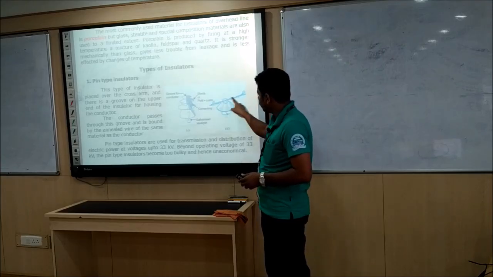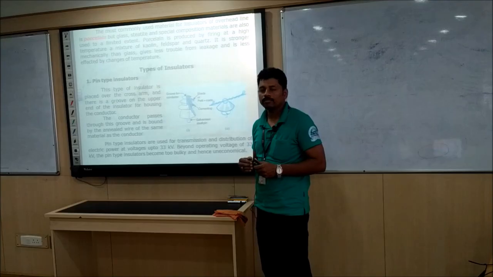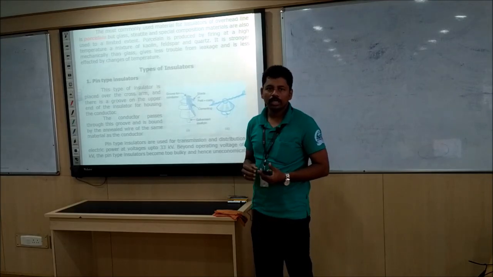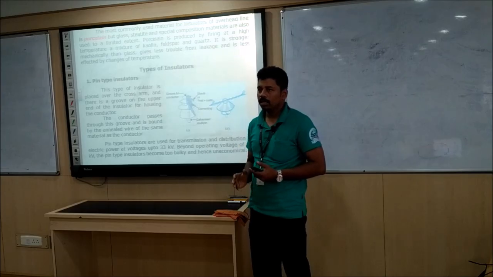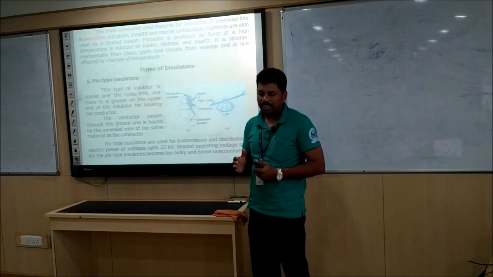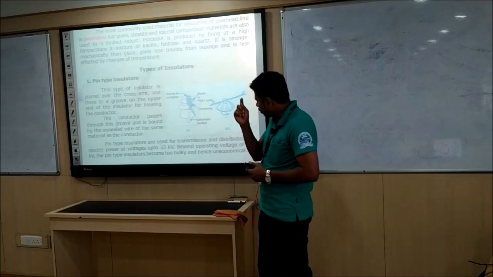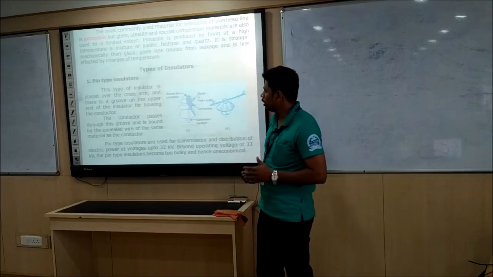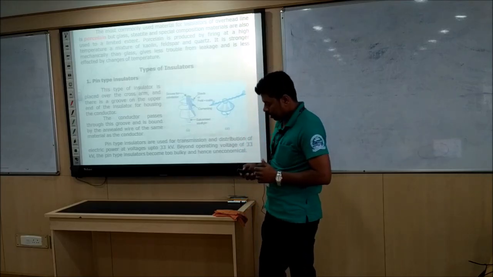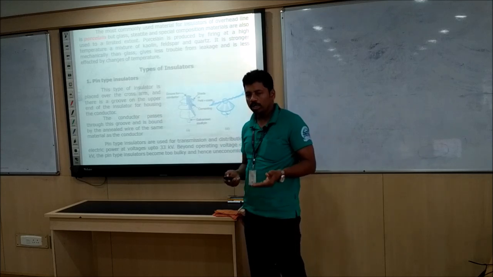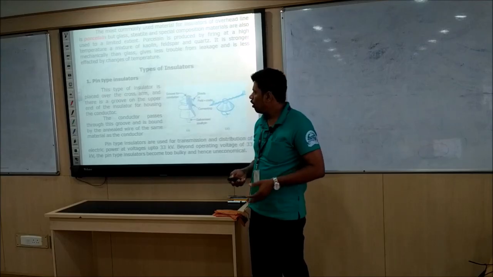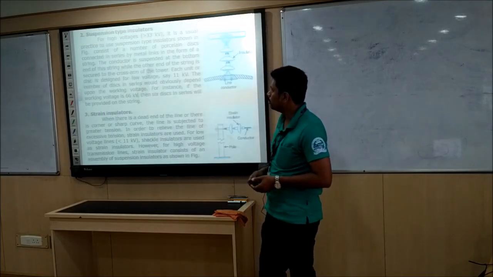You can notice here the conductor is present at the top of the insulator, and this pin type insulator is used up to 33 kV. That means in primary distribution, if the voltage is 33 kV, by increasing the number of petticoats, we are able to use it up to 33 kV. That is the pin type insulator. Mostly starting from 230 volt, 450 volt supply, then 11 kV, 20 kV, all these voltage levels use this pin type insulator.